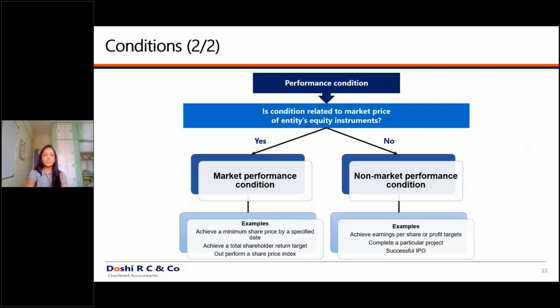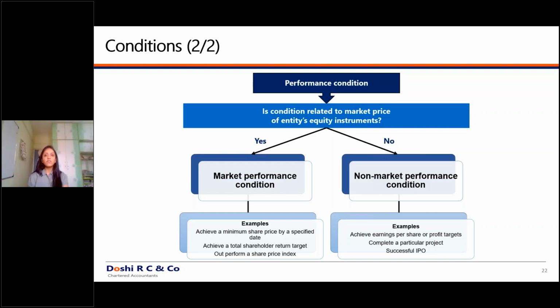Now, in some cases, the vesting conditions would be performance oriented. For example, if you're issuing a share-based payment arrangement to your top management, you just can't say that if you stay in the organization for a period of 3 years, then I'll give you this share-based payment. You might have to factor in various other factors.